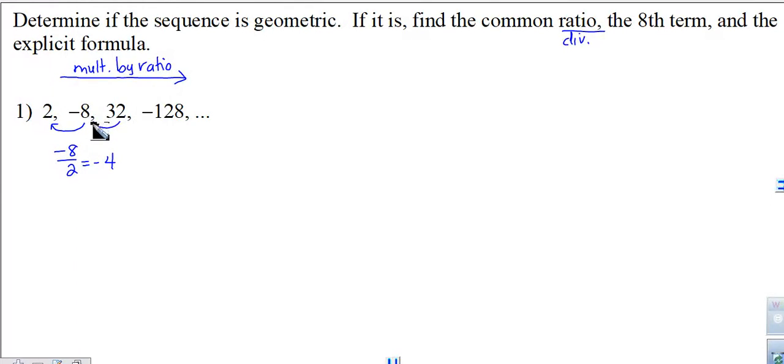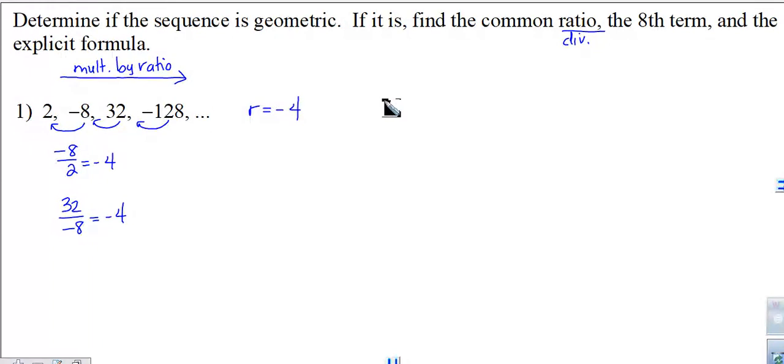I can do the same thing with the third term, divide it by the second term, and I also get -4. I would probably go ahead and test this last one also. When I divide -128 by 32, I also get -4. So since the ratio is consistent, this is a geometric sequence. R would be equal to -4.